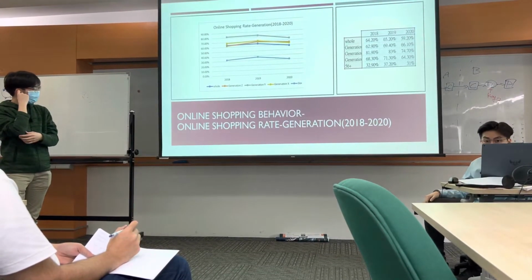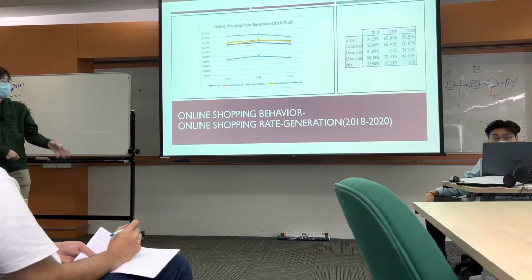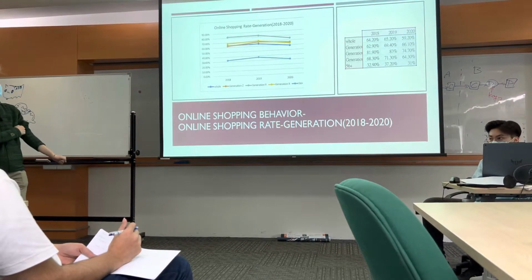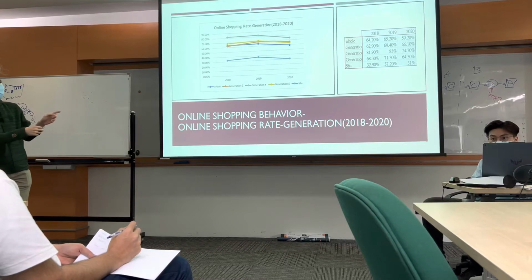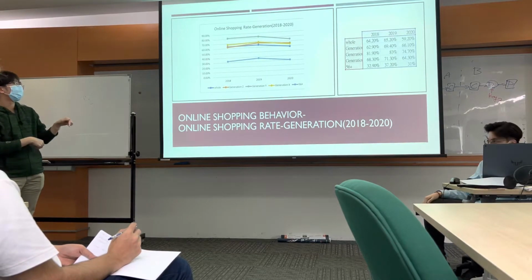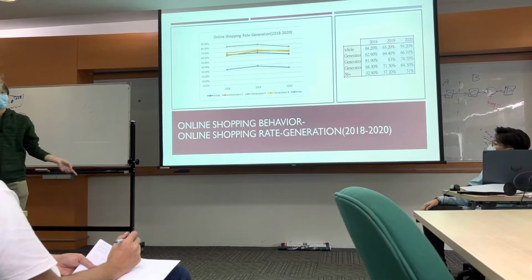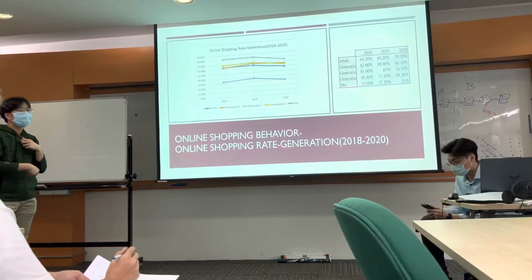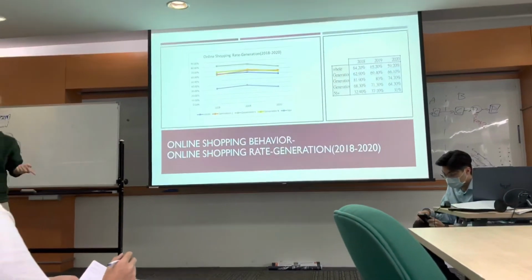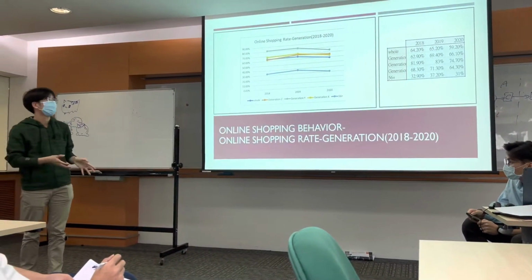And then we'll talk about the online shopping behavior. So the gap is the online shopping rates by generation in the same period, 2018 to 2020. Most generations maintain the same trend, which peaks in 2019 and drops in 2020. This is pretty interesting because, as I mentioned before, I think that since the pandemic happened in 2020, the online shopping rates should increase. However, it's actually going down, so I'm not sure what happened.